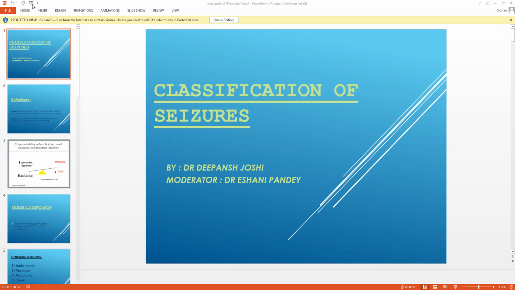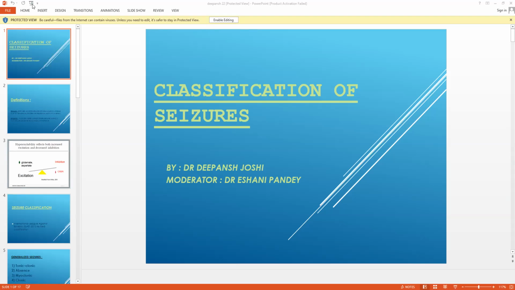Seizure is classified according to the ILAE classification 2010, International League Against Epilepsy. It is classified as generalized seizures, which are further divided into tonic, clonic, absence, myoclonic, and atonic. Focal seizures are further divided into simple partial seizure and complex partial seizure.